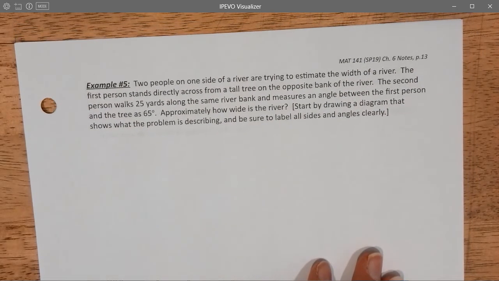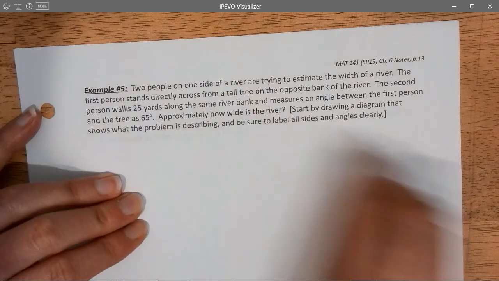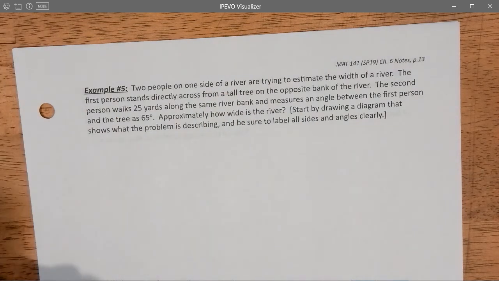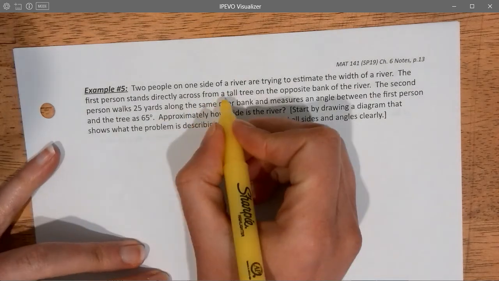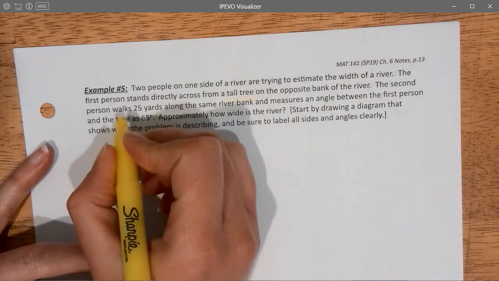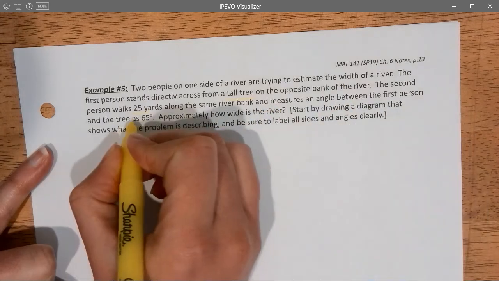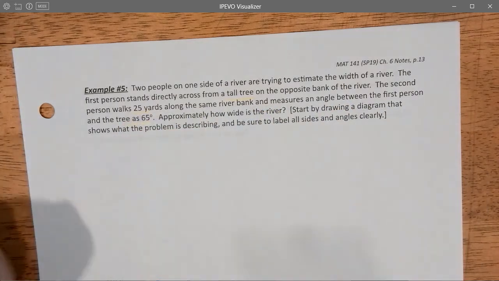We have another example up here. Two people on one side of a river are trying to estimate the width of the river. The first person stands directly across from a tall tree on the opposite side of the bank. The second person walks 25 yards along the same bank and measures the angle between the first person and the tree. So let's try to draw this situation.